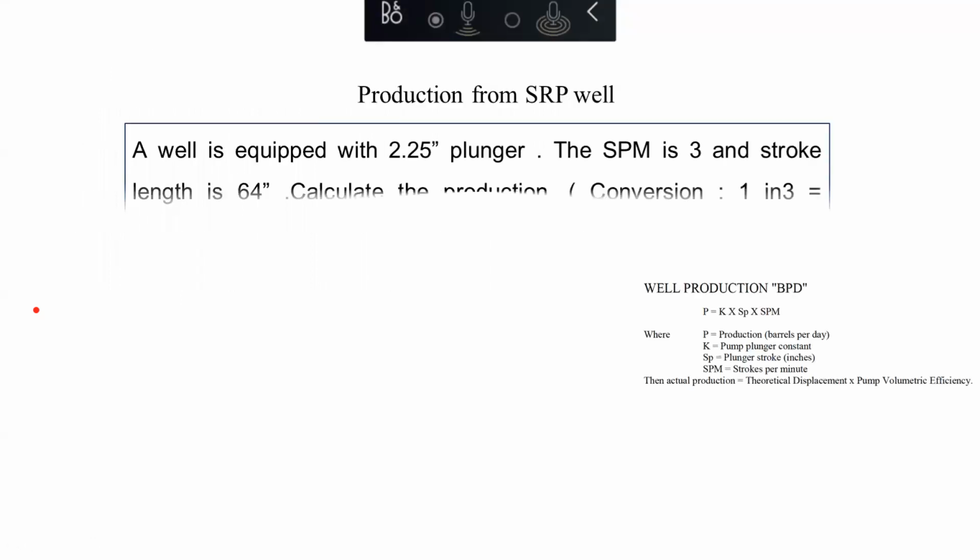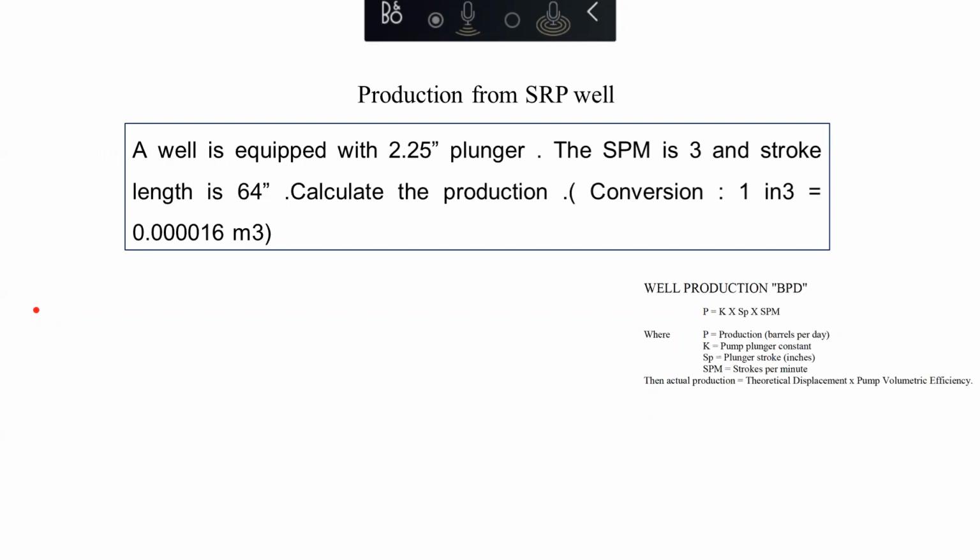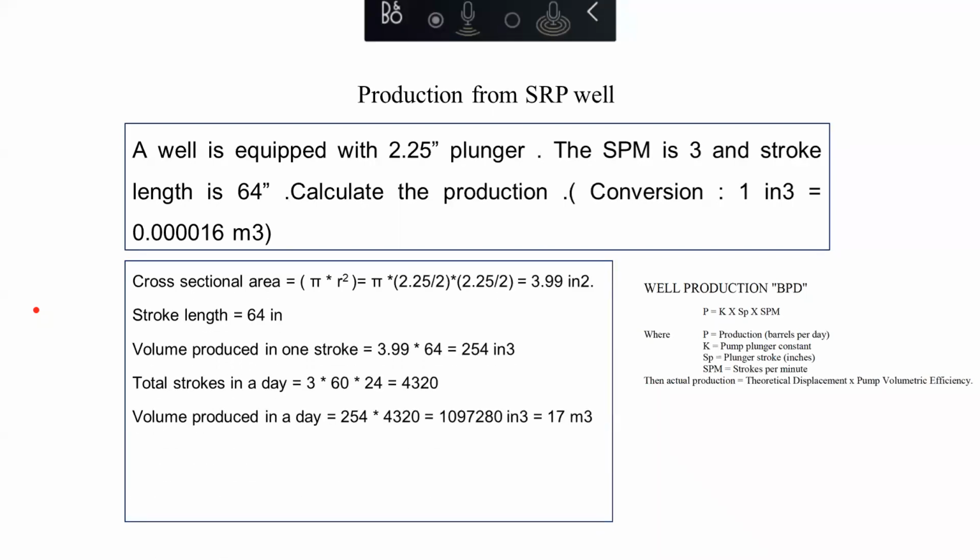Now, how will you calculate your production from your SRP? Well, if you know the plunger size, the SPM as well as the stroke length, you can calculate your production rate, how much water you are unloading from your well. So basically, you multiply all these things after converting your inches into cubic meters, or barrels, because the unit will be barrels. You may also directly find it in cubic meters. So you have your pump constant.